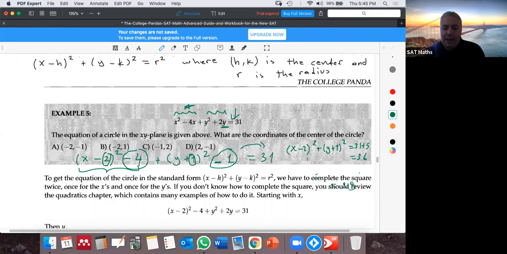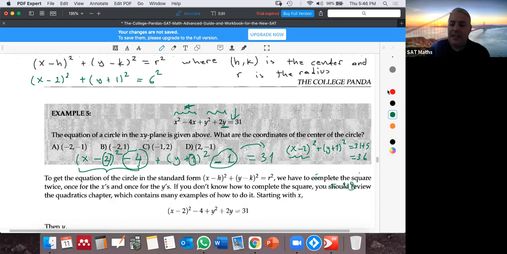Anyway, I think this way is better. When you expand, minus 4 comes extra and plus 4 comes extra. To eliminate this, you should write minus 4. Okay, now finally, I have x minus 2 squared plus y plus 1 squared is equal to 36. 36 means 6 power 2.